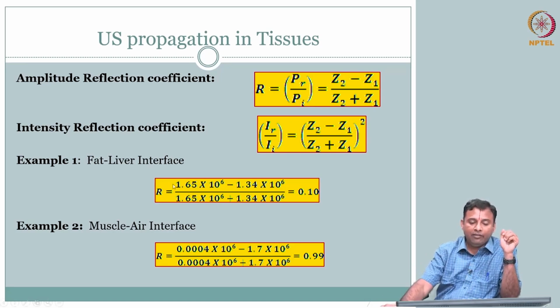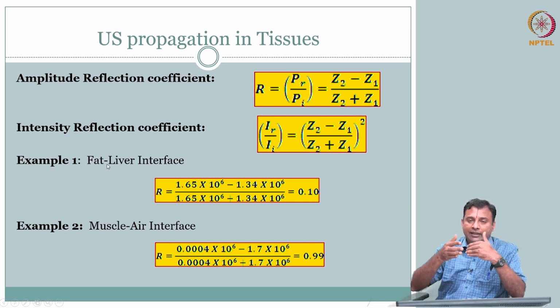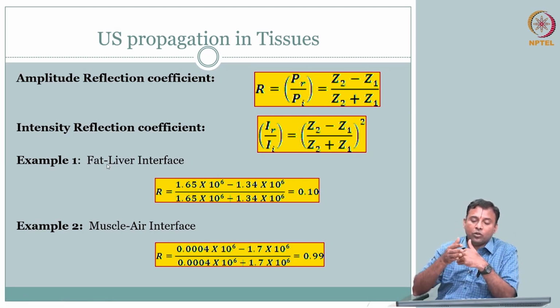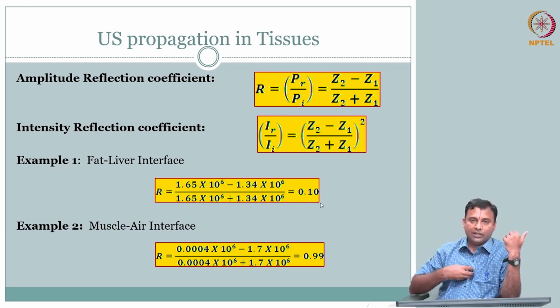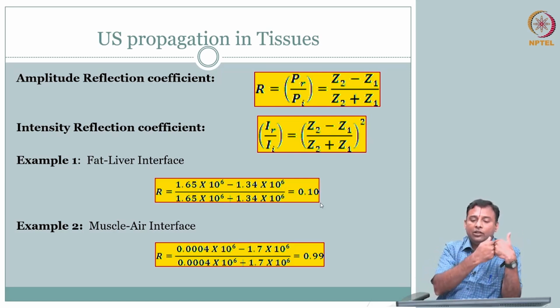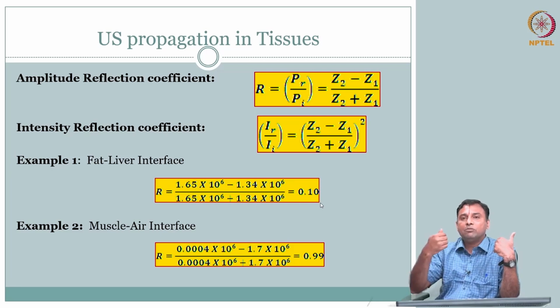If the wave goes through the fat and hits the liver, R is 0.10, that means only 10% of the amplitude, the pressure, actually reflects back to the medium. So in this case, for example, I am sitting outside, sending the sound waves in, it goes through the fat, it encounters liver, only 10% of it comes back.